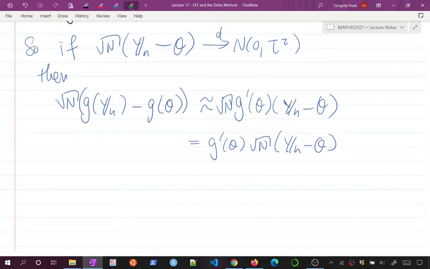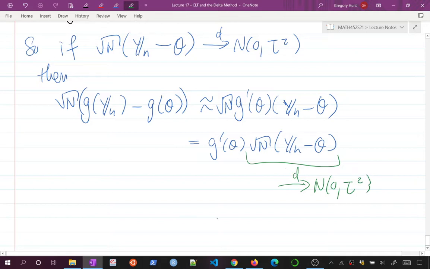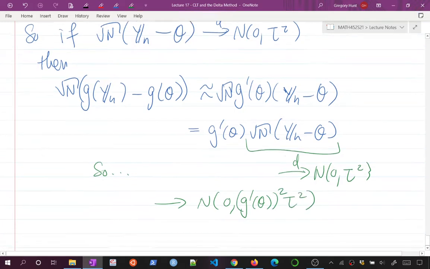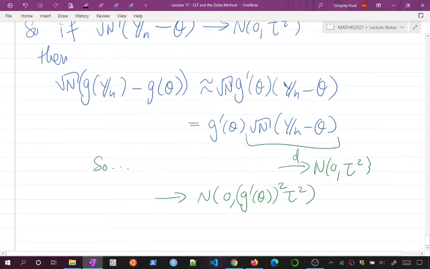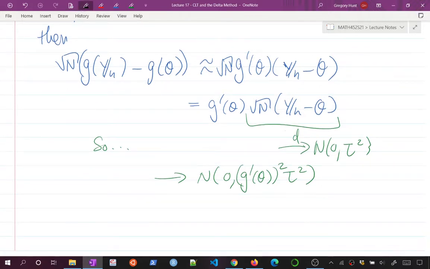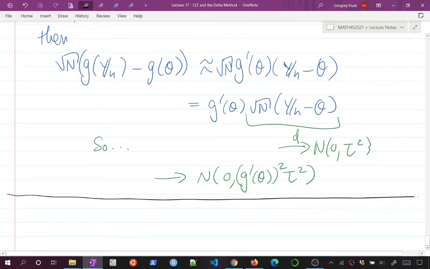And we know that the second part, this thing, converges in distribution to a normal 0, tau squared. And so my whole thing should converge in distribution to a normal, but instead of tau squared, it would be some constant multiple of that. If I multiply my normal distribution by g prime of theta, my variance will go up by g prime theta quantity squared. And so that's where we get this from. It's a bit hand wavy, but it's a really simple use of Taylor's approximation.